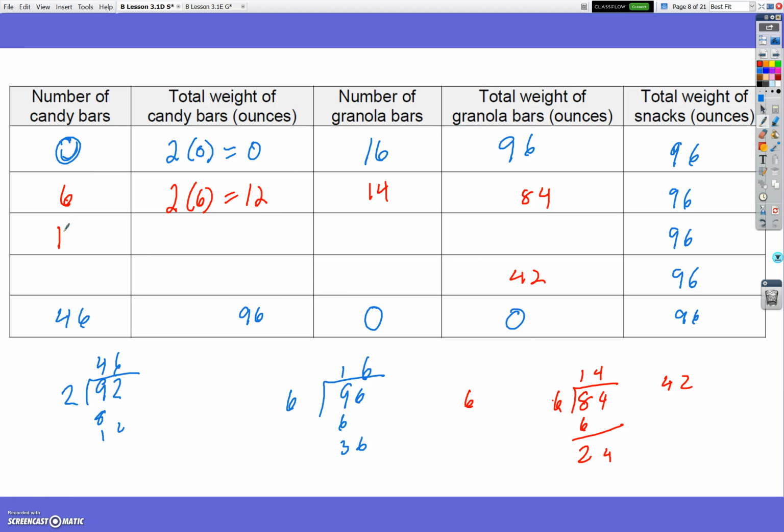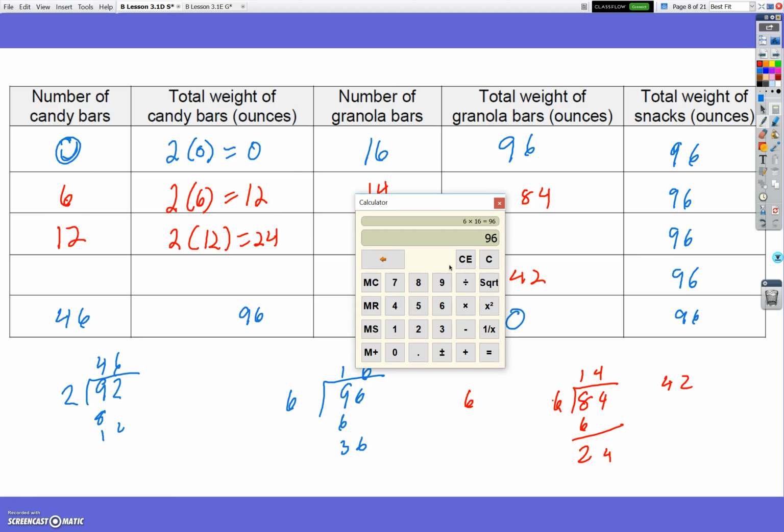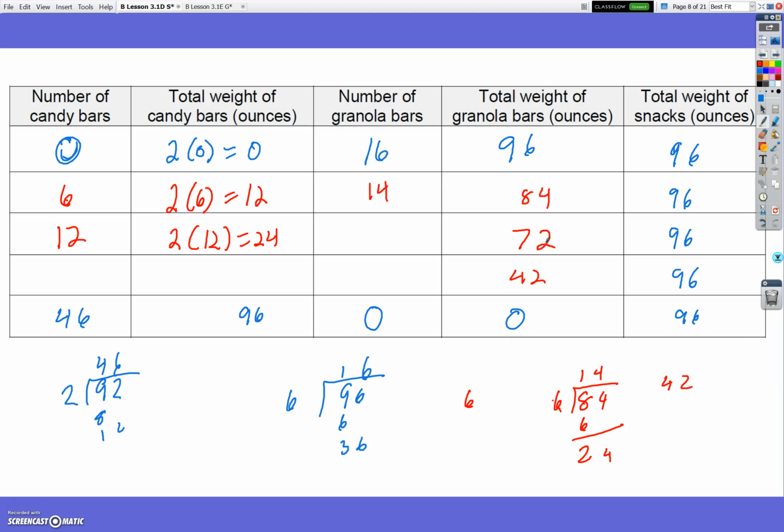So let's say I bring 12 candy bars. If I brought 12 candy bars, that would be 2 times 12, which would be 24. And that means that I would have a total weight of, let's see, if I do 96 minus 24, that would give me 72 more ounces. And if I do 72 divided by 6, that would be 12. So I'd break it right down the middle. I would have 12 candy bars and 12 granola bars.